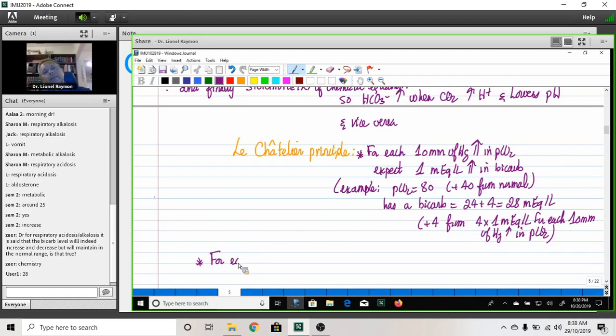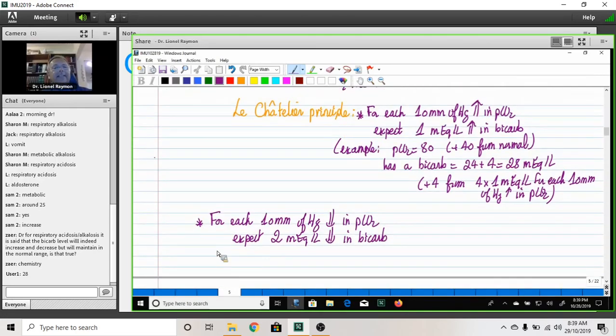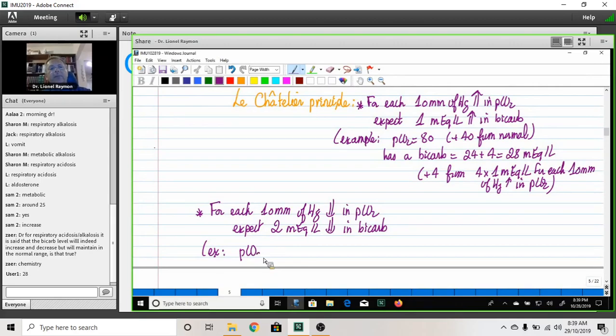When you go down, for each 10 millimeters of mercury decrease in PCO2, well, to make it linear, expect 2 milliequivalents per liter decrease in bicarb. Example, let's halve PCO2. Let's put a PCO2 of 20, so minus 20 from normal. Then it would have a bicarb of how much?